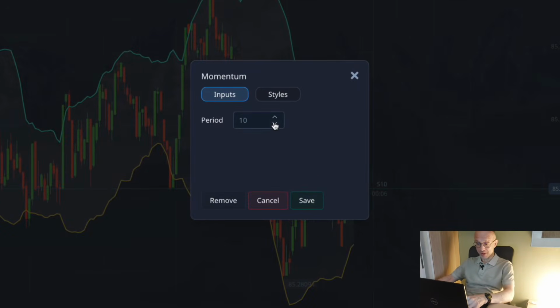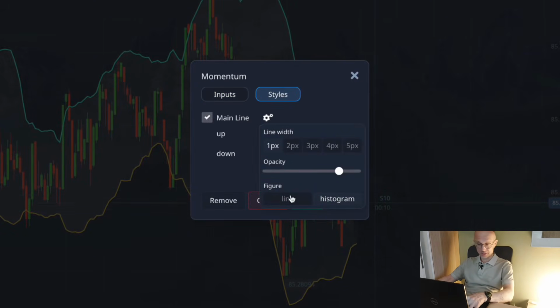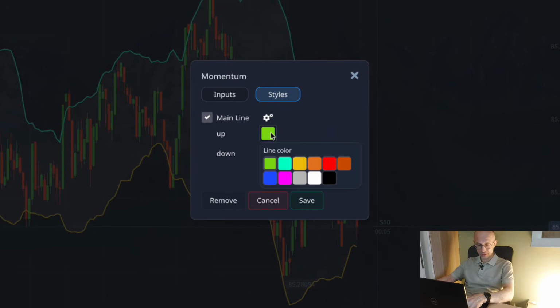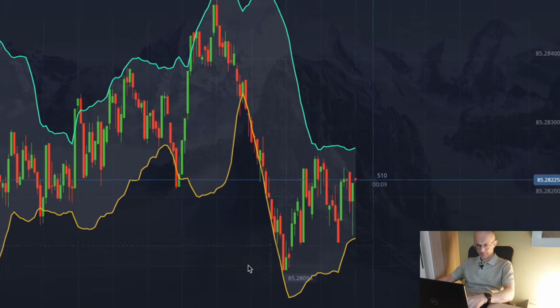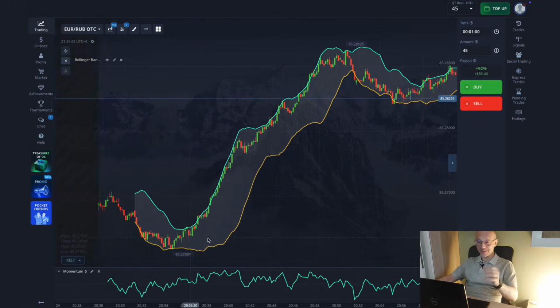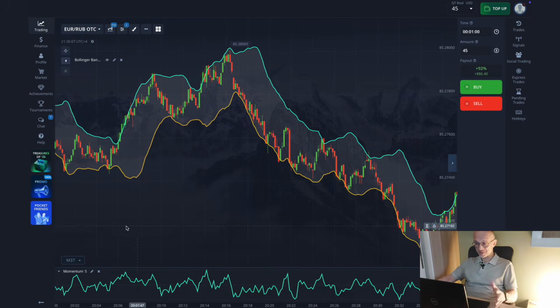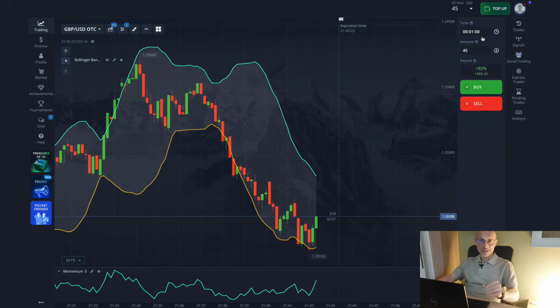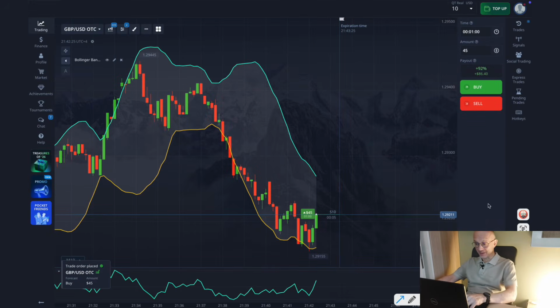Let's configure the momentum, set the period to 5, go to Style. In the main line settings, let's select the line shape type with 2, move opacity to the right. Let's make the upline turquoise and save. So the indicators are ready to go, and friend, if you trade on your phone, set it up the same way. I start trading with a dynamic signal.